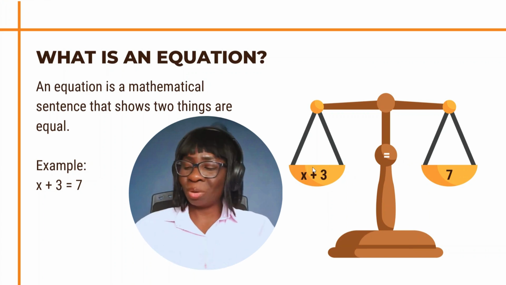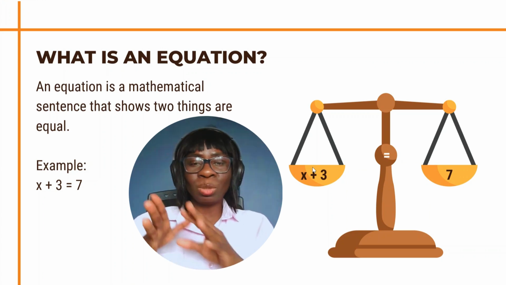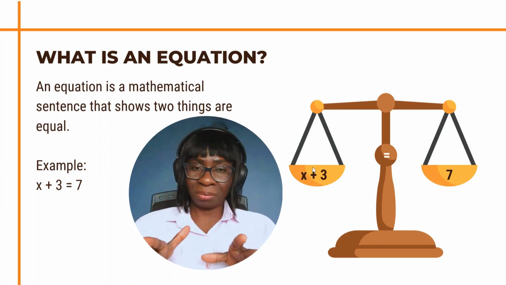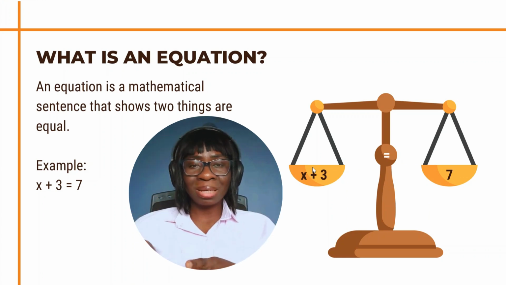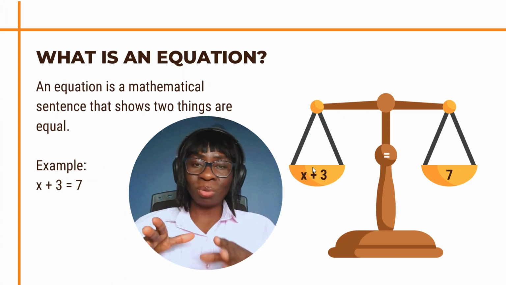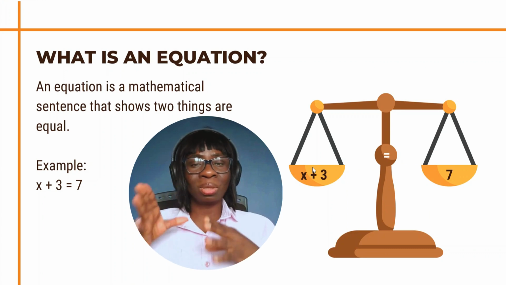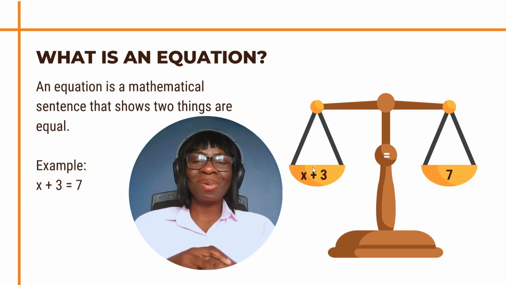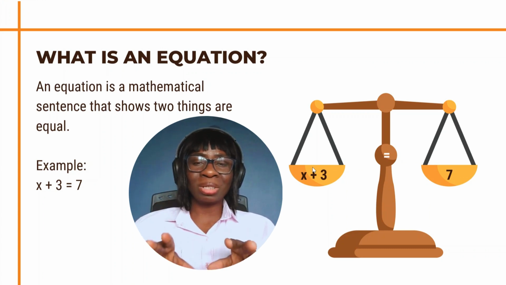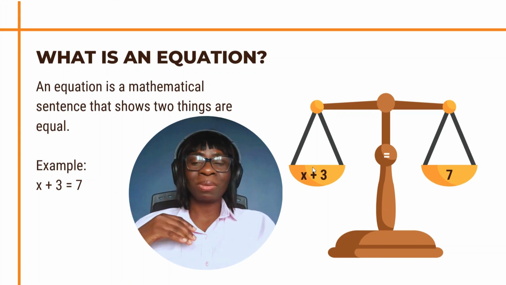So whenever you find an equation like this, what we want to do in this video now is to find that number that we will add to 3 to give 7. So can you tell me what number can we add to 3 to give 7? That number will be our x. x plus 3 equals 7. So what number can we add to 3 to give 7? 4. Brilliant. That's so good. 4 plus 3 equals 7. So this equation has shown us that what we have on the left hand side is equal to what we have on the right hand side.